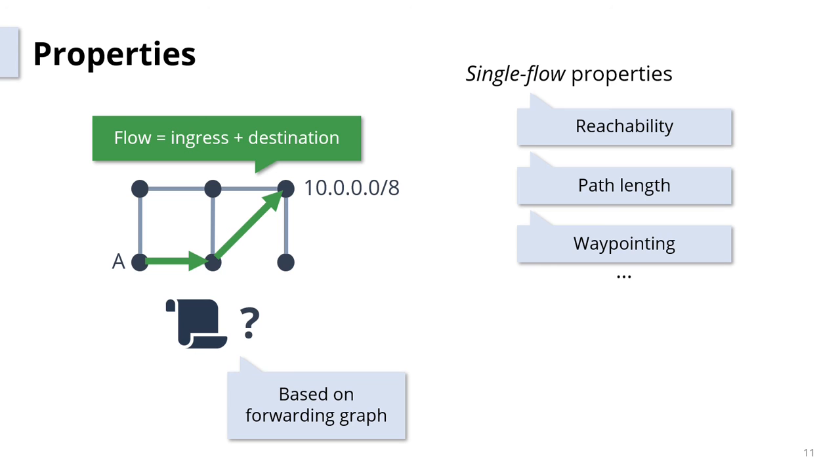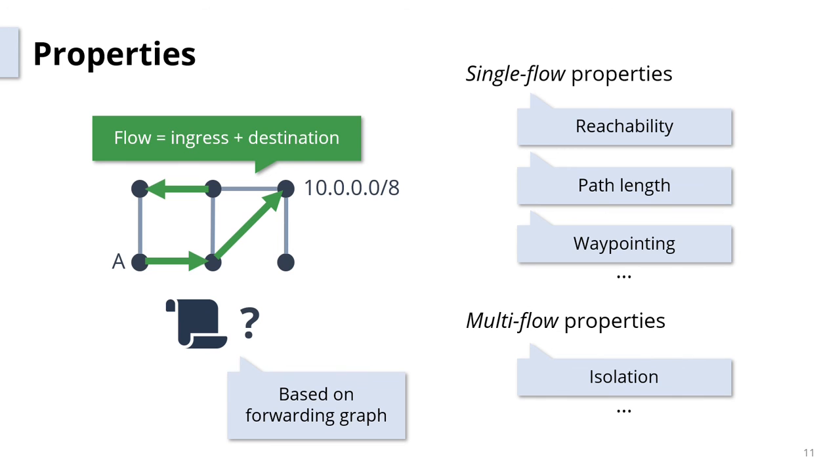There are many such properties, and we call those single flow properties as these only depend on the forwarding graph of a single flow. Of course, we can generalize this to multiple flows and, for instance, ask whether those two flows here are isolated. Such properties are called multi-flow properties.